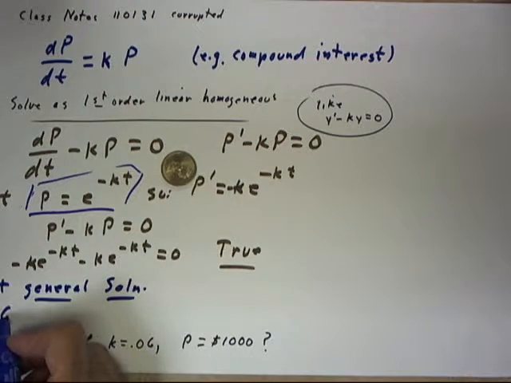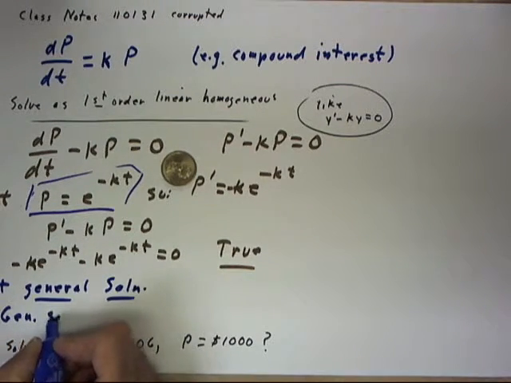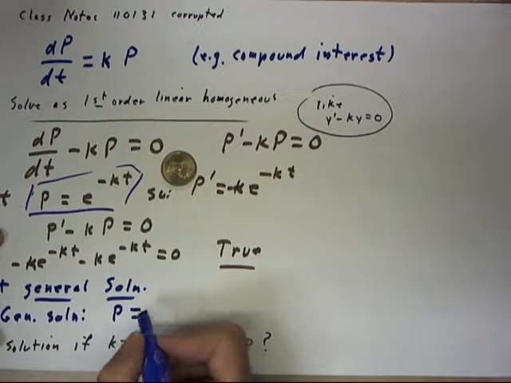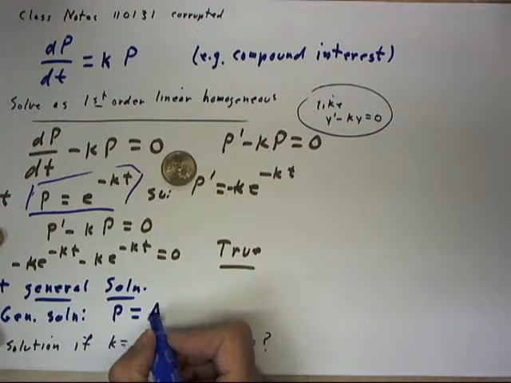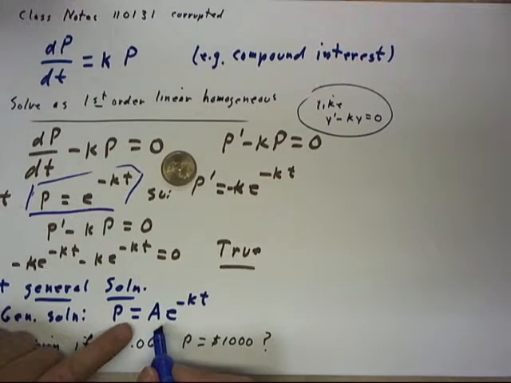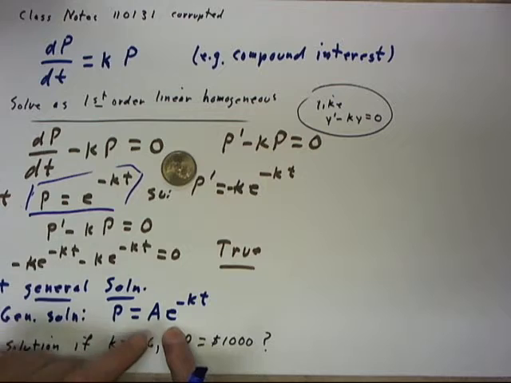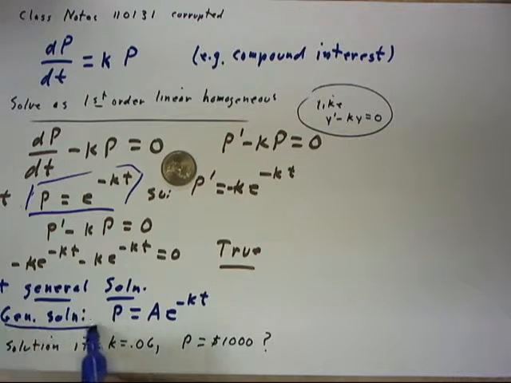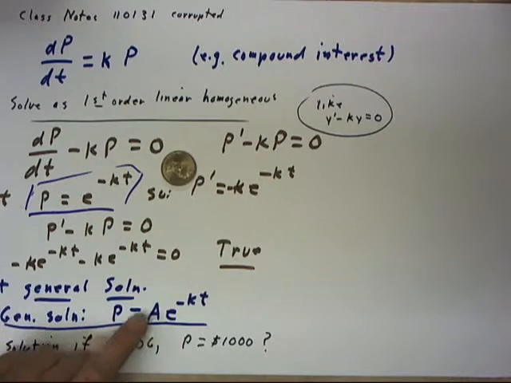So the general solution, as we've seen before, we can put any constant in front of this. So we could say P equals A e to the negative kt. You can verify that the A here doesn't make any difference. Our P prime will have a factor of A, our P will have a factor of A, which can then be divided out. So our general solution will be P equals A e to the negative kt.